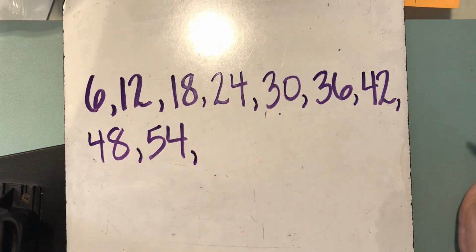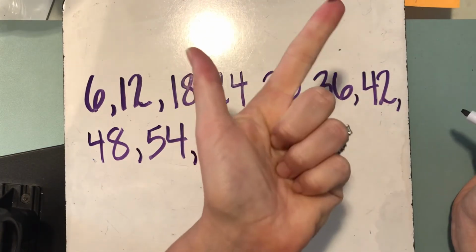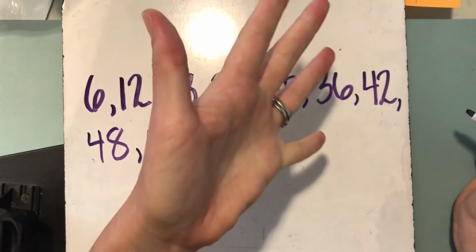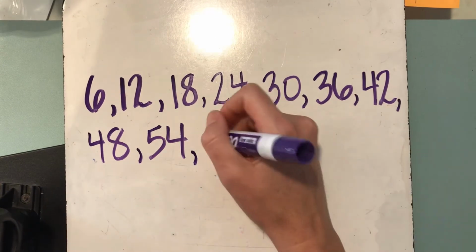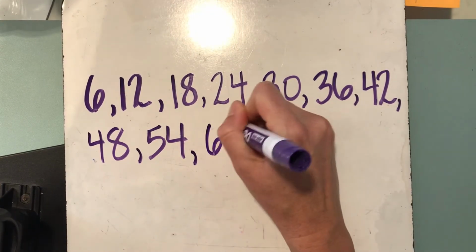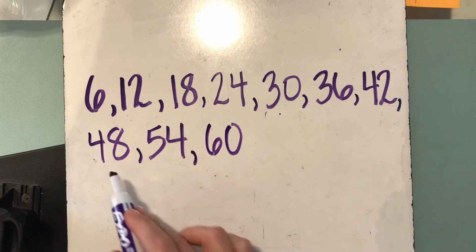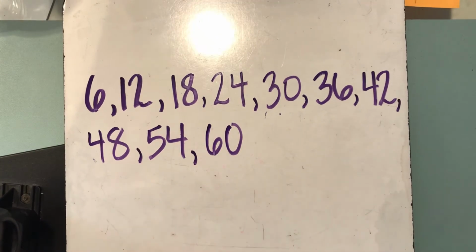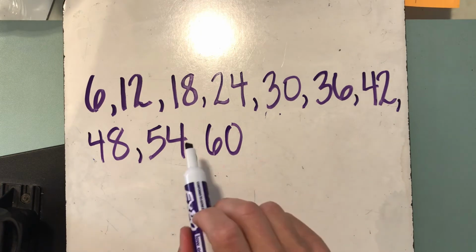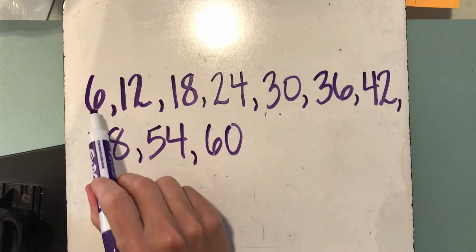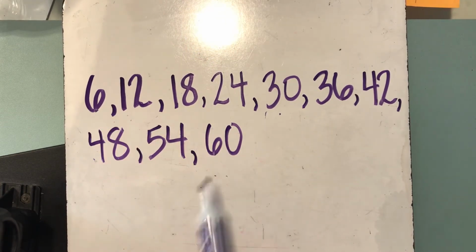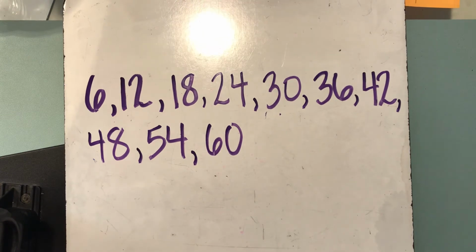What do you think it is? 55, 56, 57, 58, 59, 60. So now how many times have I skip counted? 1, 2, 3, 4, 5, 6, 7, 8, 9, 10. I've skip counted 10 times. So 10 times 6 equals 60. All right, we did it. We skip counted by 6 10 times.